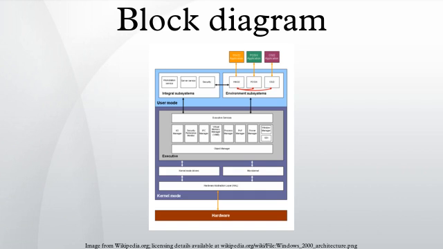A block diagram is a diagram of a system in which the principal parts or functions are represented by blocks connected by lines that show the relationships of the blocks. They are heavily used in the engineering world in hardware design, electronic design, software design, and process flow diagrams.